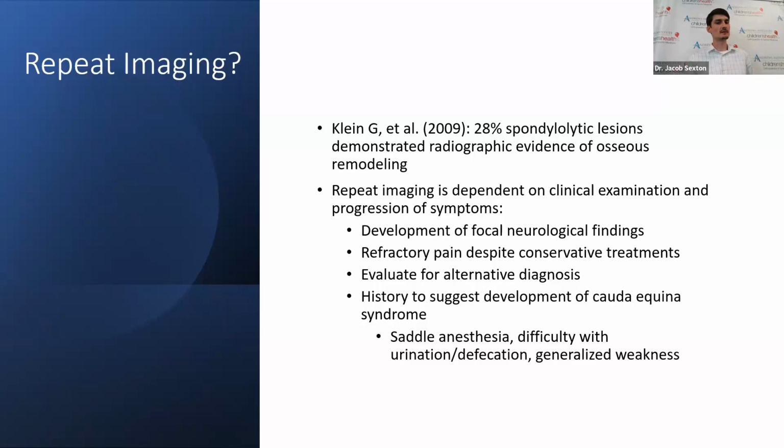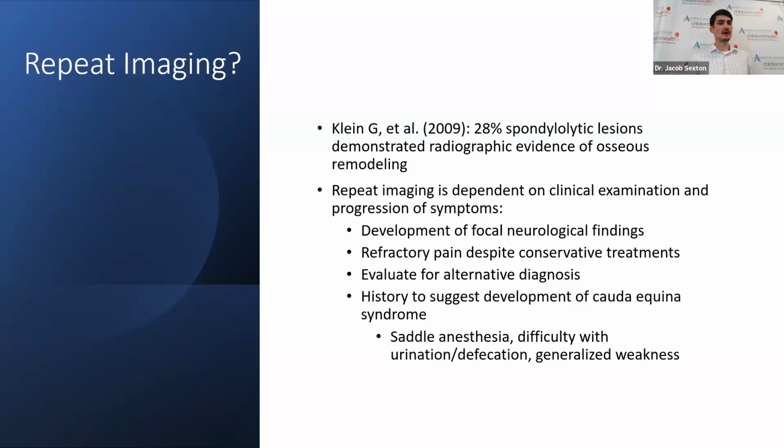If there's any development of focal neurological findings. I did have one a while back who came in, had an MRI with bilateral stress reactions at the spondys, then developed some L5 radiculopathy about a month later. He had a repeat MRI, which showed development of a little bit of nerve root impingement. That lets me know, because I'm looking for an alternative diagnosis in that situation, since I had an alternative diagnosis that I was concerned about at that time.